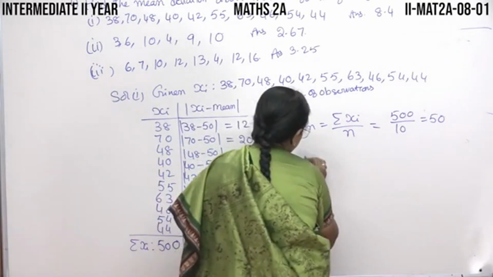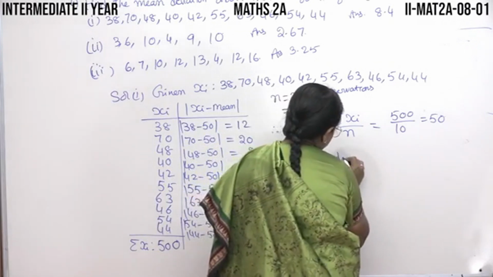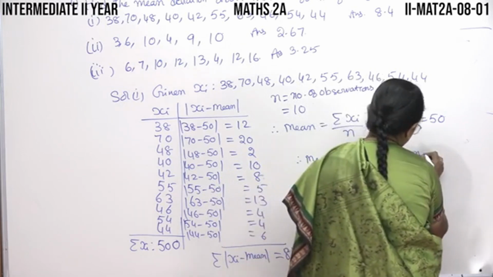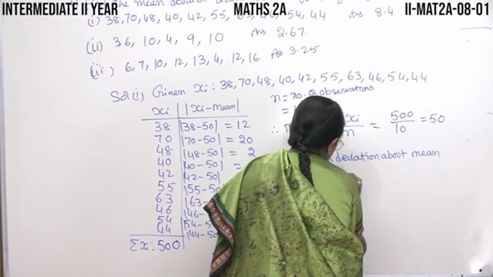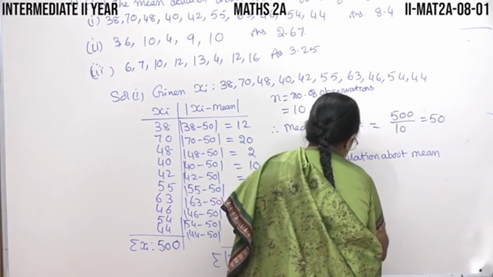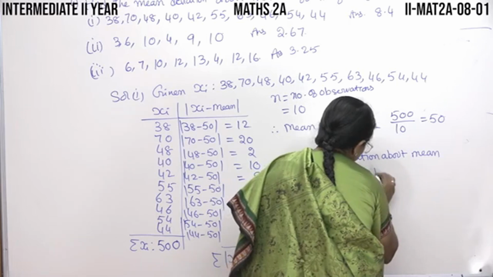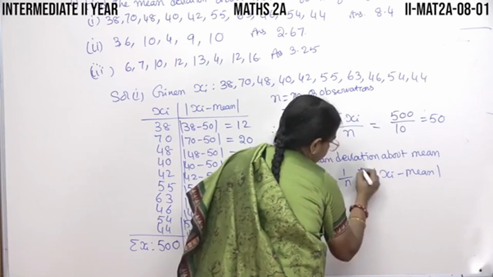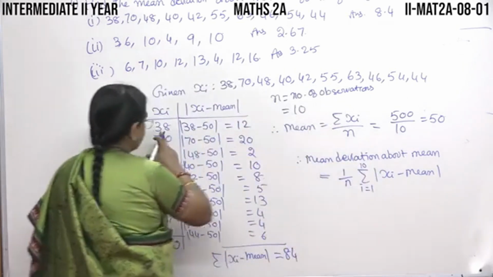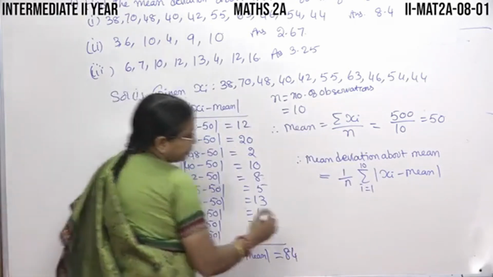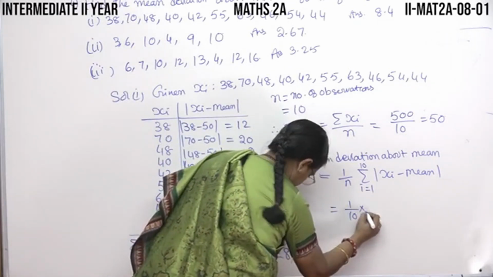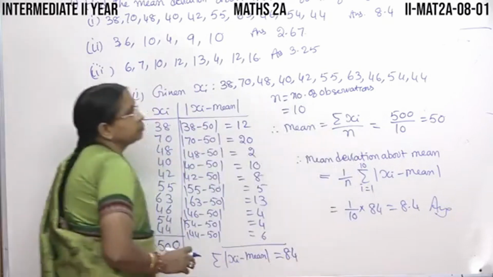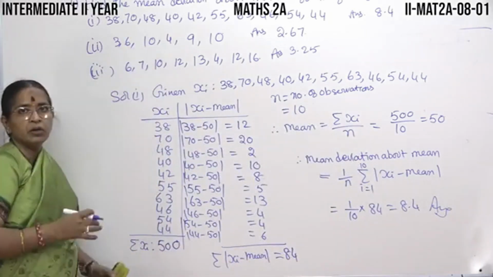So now you'll write, therefore, mean deviation about mean is equal to 1 by n sigma of mod xi minus mean, where i is from 1 to 10. There are 10 values here: x1, x2, x3, x4 like that, up to x10. So this is 1 by 10 into 84, which is equal to 8.4. So like this you do the problem. You can try the remaining 2 problems.